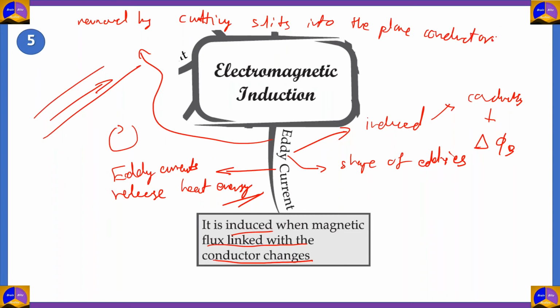So when we have a plain conductor and we cut slits into it, then the area of eddy currents is reduced, which thereby reduces their effectiveness. This is usually found in copper, so eddy currents in copper plates are usually removed by adding grooves and slits into the copper plate itself. And eddy currents, again, release a lot of heat energy, and therefore they're very useful when it comes to heating, and they are also used in magnetic brakes. So trains have magnetic brakes which use eddy currents in order to stop the train.